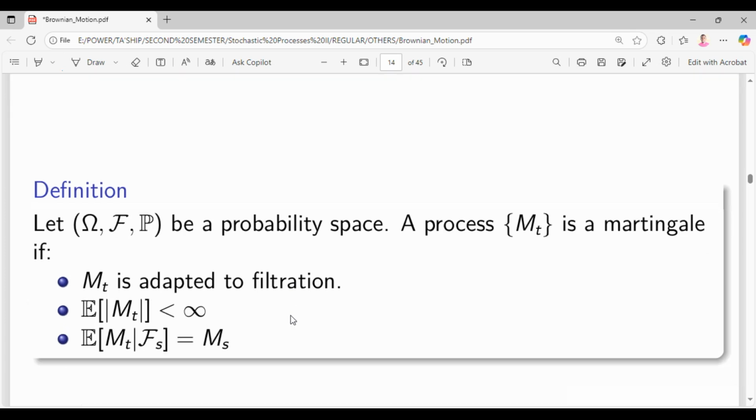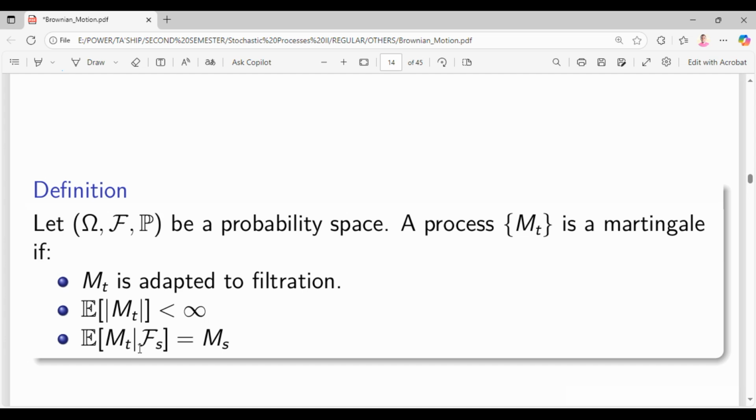So let's look at martingales. We see that everything we are doing is actually geared towards martingales. Let this be a probability space. A stochastic process M subscript T is a martingale if, number one, M_T is adapted to the filtration. Remember we spoke about filtration. That means an increasing collection of sigma algebras. If that holds, then number two, the absolute expected value of M_T should be finite, less than infinity.